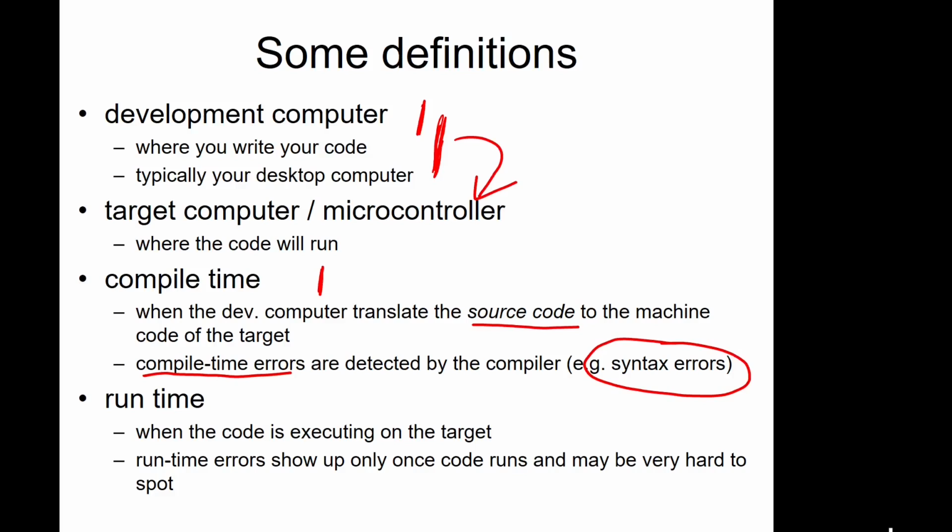When you've uploaded it to your target computer, you're then at runtime, and this is when the program is running and the system is actually operational. If there's an error at this point, this is known as a runtime error. And these are very difficult to track down because you don't know where in the program this error is actually happening. So these are very hard to spot and very hard to correct. So it's just a warning that compile time errors you can find fairly easily and correct, but runtime errors are a lot more difficult to find and correct.